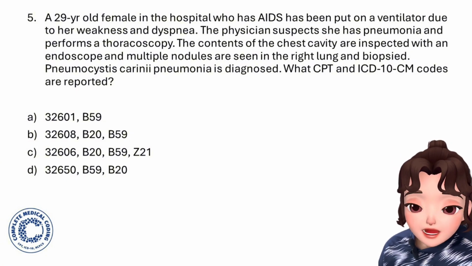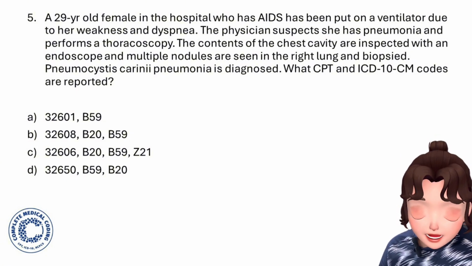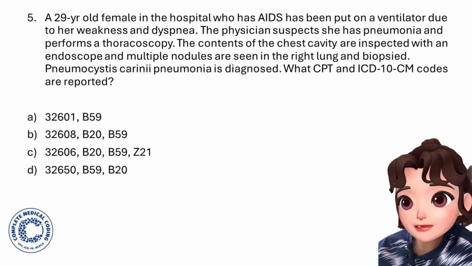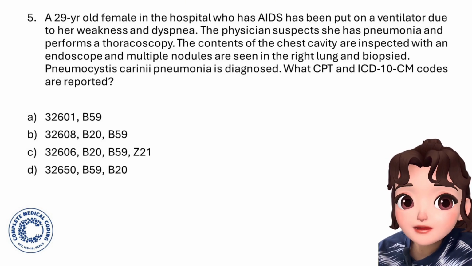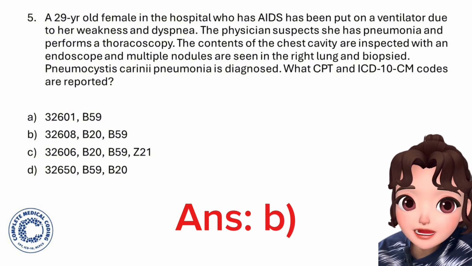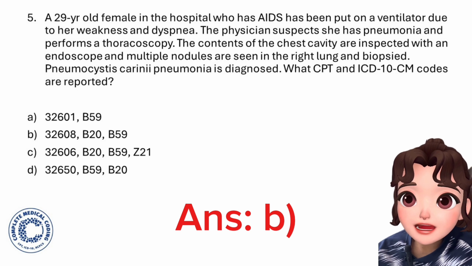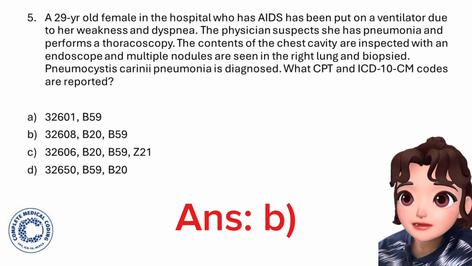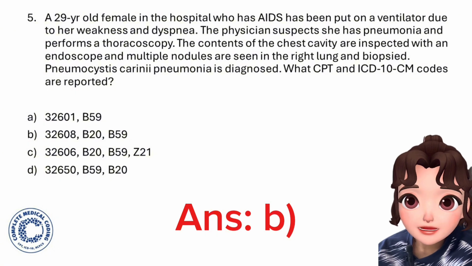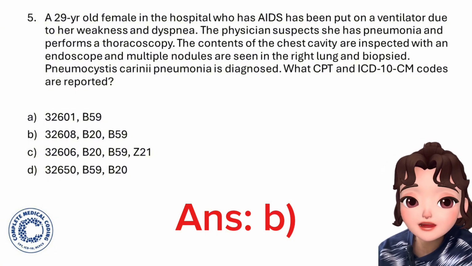Still, let's see what 32650 is. Thoracoscopy, surgical, with pleurodesis. No, this is not pleurodesis, this is with the biopsy. So our answer will be option B. 32608 for the thoracoscopy with biopsy, B20 means HIV and B59 for the pneumocystosis, the confirmed diagnosis. Okay, so this is how you need to check.